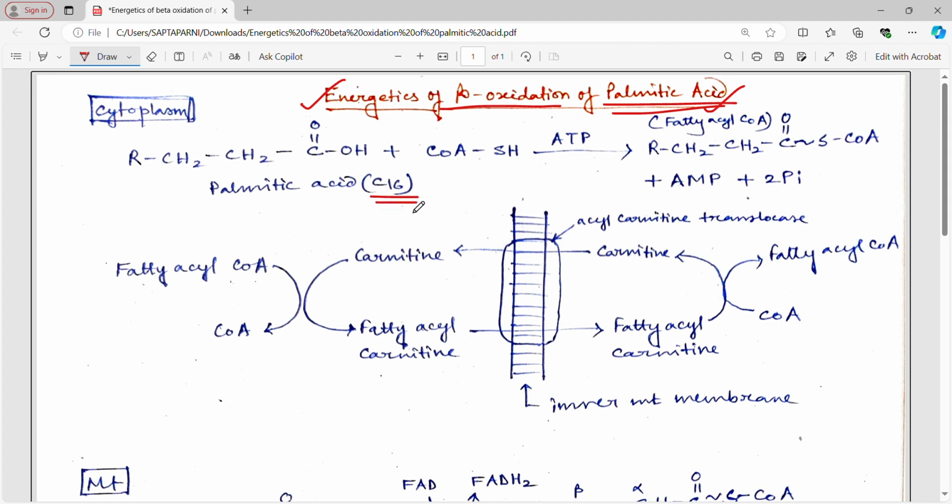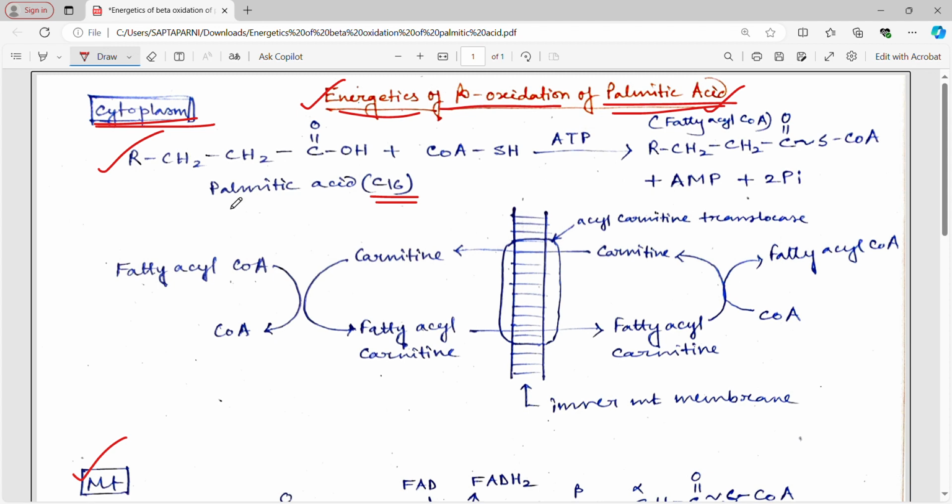Okay. Now, before going into the energetics of beta oxidation of palmitic acid, first take a look at the beta oxidation process of palmitic acid. Okay. So, for beta oxidation of palmitic acid, first of all, palmitic acid needs to be activated in the cytoplasm. Remember that the beta oxidation process occurs in mitochondria, but the preparative process occurs in the cytoplasm.